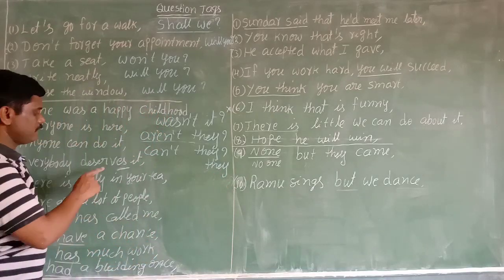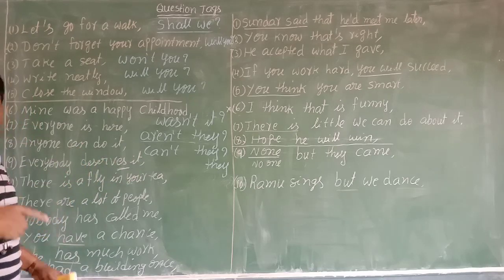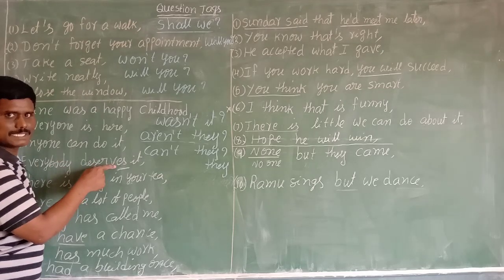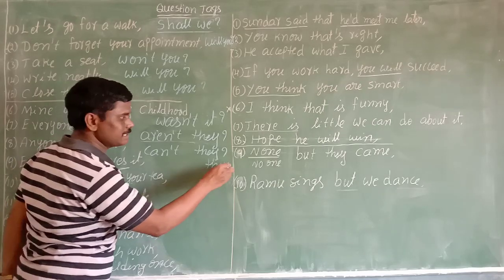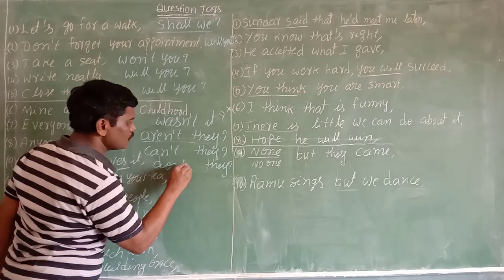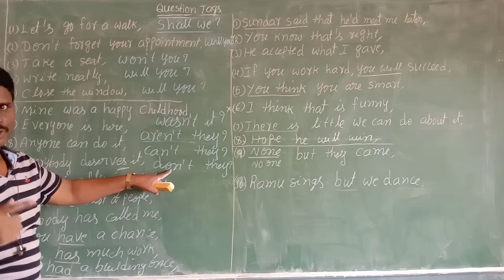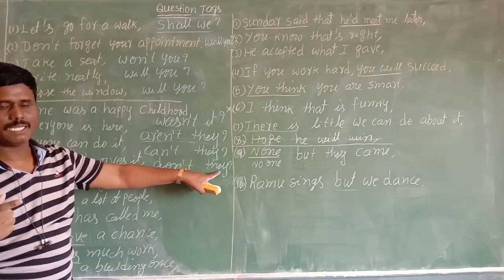So friends, when there is only a verb and no helping verb, we use do or does or did. Verb 1 with s means does, I already told you. But here the given pronoun is they in the question tag. So we use do. The answer is don't they, friends. I think you understood it very well. You got my point.